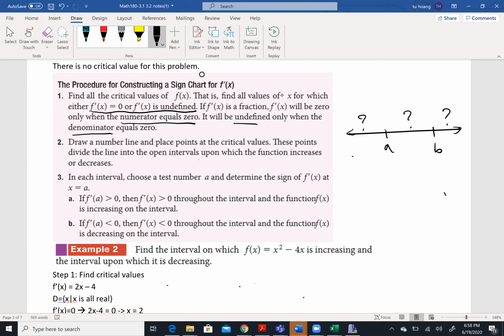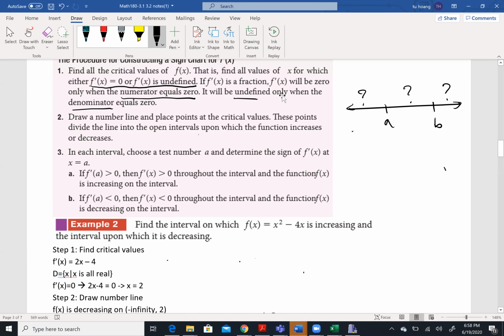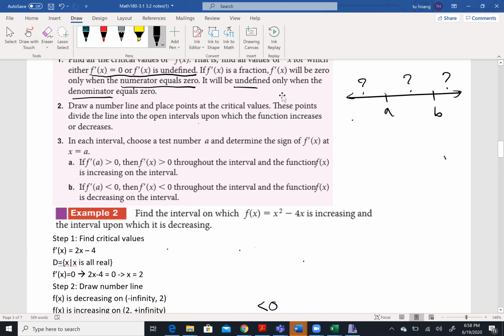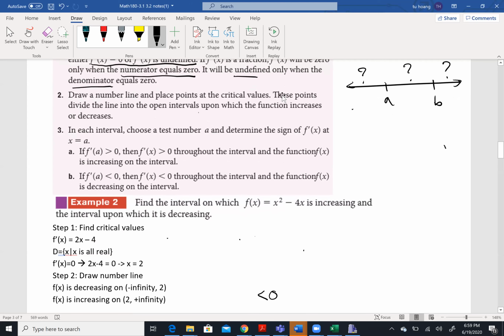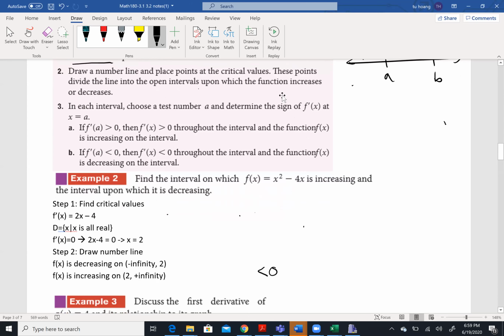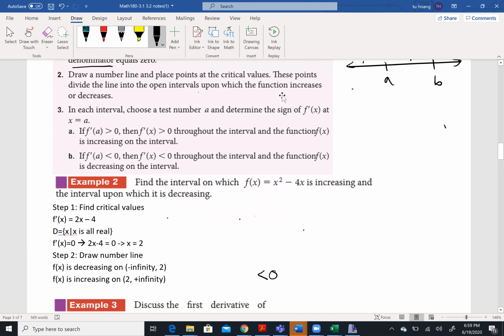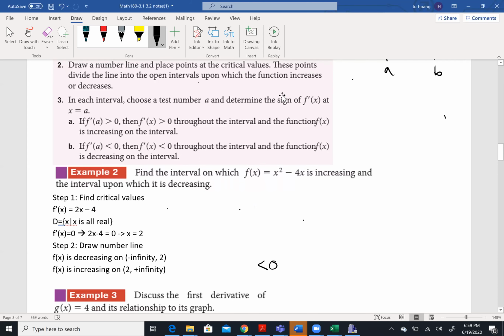In the other case, f prime of a less than 0, then f prime of x is going to be less than 0 on that interval, and f of x is going to be decreasing on that interval. So let's do example 2 in the textbook.